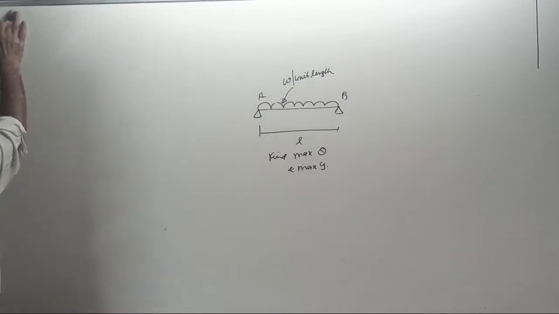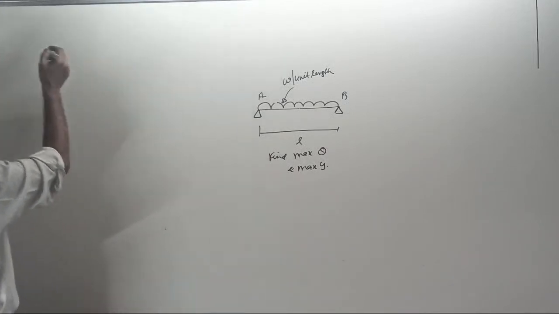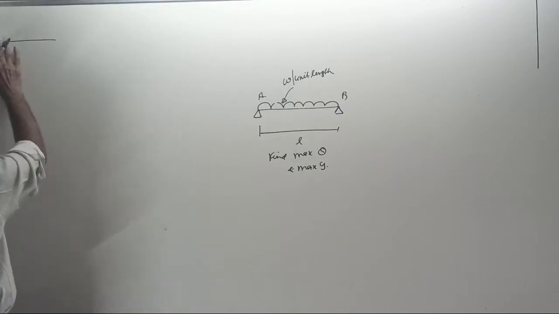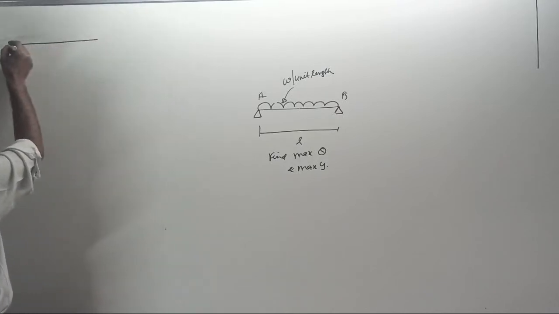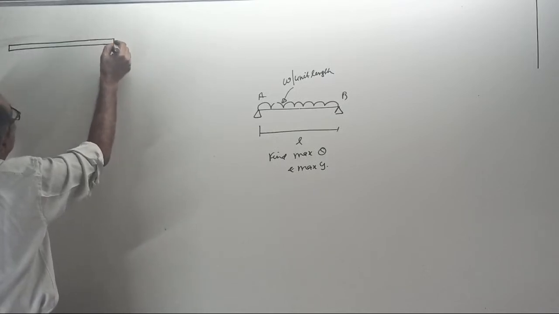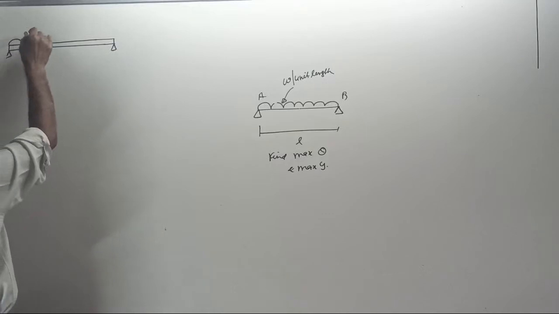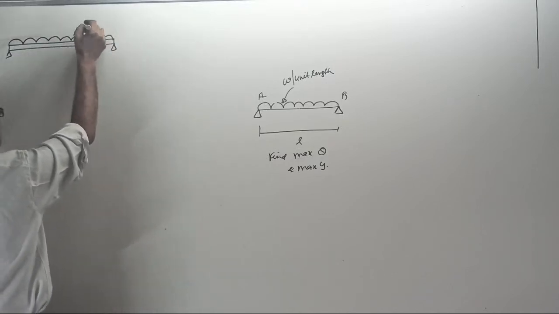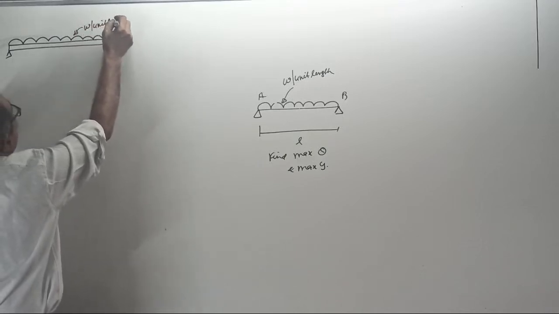See, or you can do one thing. Somewhere in between, make a note. This is the beam. Only one color today, no multiple color. This is the beam. I write a double line just to show that beam looks like beam. Okay. Reaction here, reaction here. UDL of intensity w per unit length.